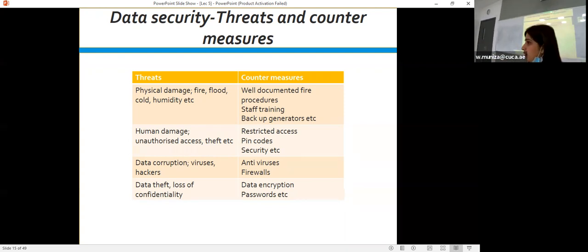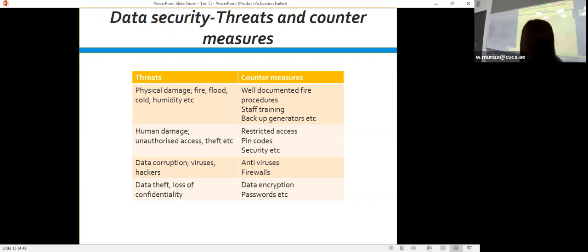Antivirus software can be there, or there can be firewalls which are going to mitigate the access of unauthorized individuals. Then data theft or loss of confidentiality can also be an issue. Data encryption should be in place. Passwords should be present. What is data encryption?